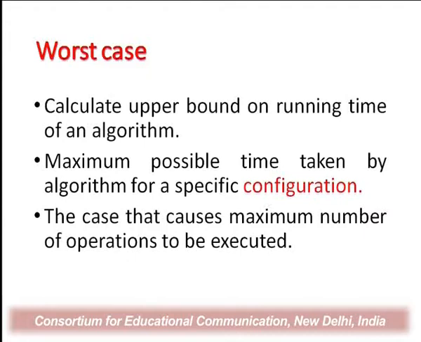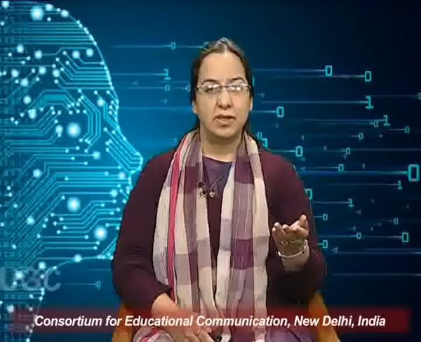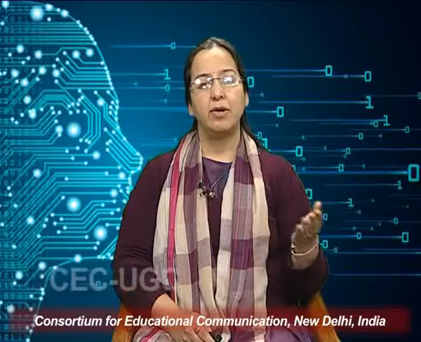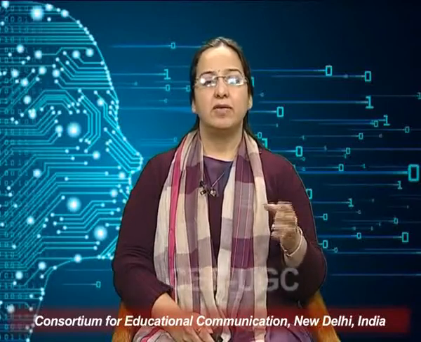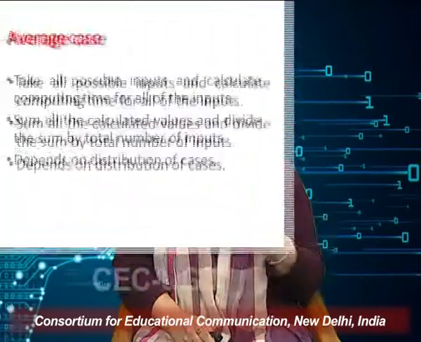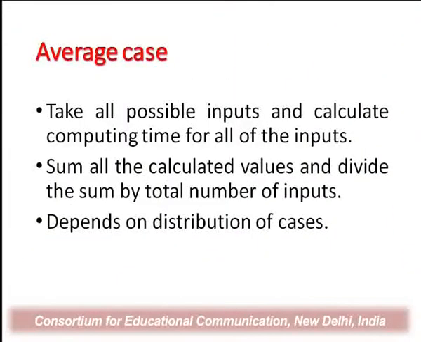If such a scenario comes up, that is the worst case. As in the example of linear search, we can say the worst case is when your number is not present. Now, coming to the average case: we take all the possible inputs, calculate the computing time for all the inputs, and average them out.